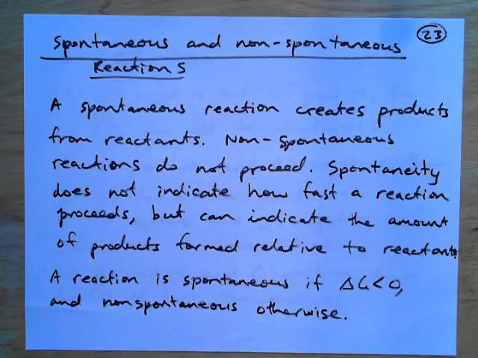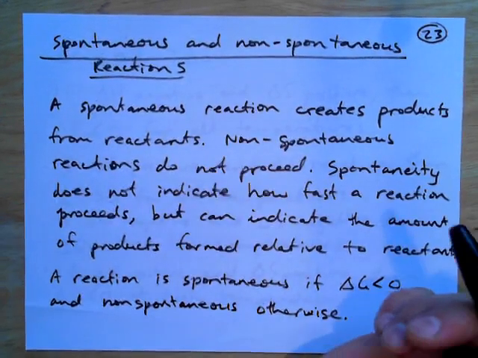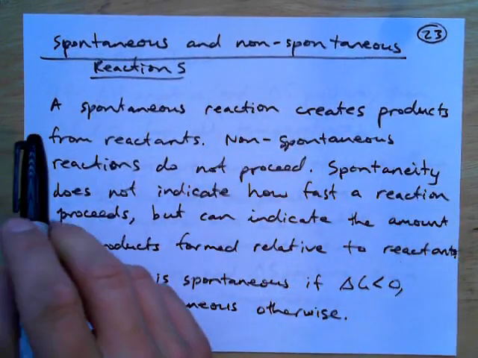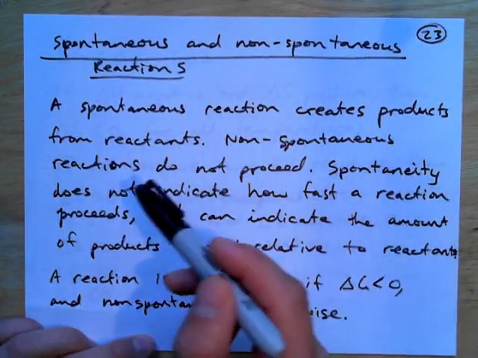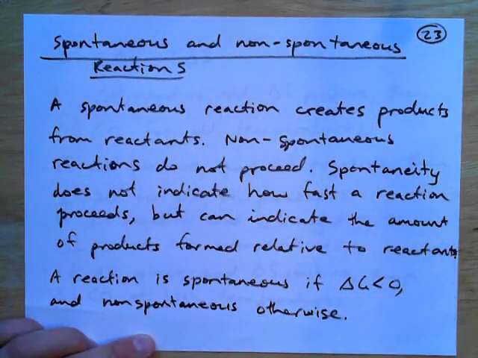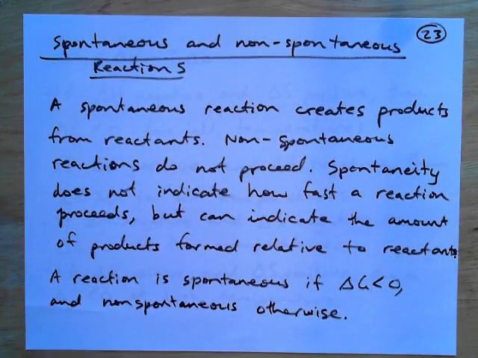So as I mentioned, we're talking about spontaneous and non-spontaneous here, and delta G gives us that determination. The spontaneous reaction creates products from reactants. Non-spontaneous reactions do not proceed. So spontaneity does not indicate how fast a reaction proceeds, but can indicate the amount of products formed relative to reactants. And so a reaction is spontaneous if our Gibbs free energy is less than 0, and non-spontaneous otherwise.